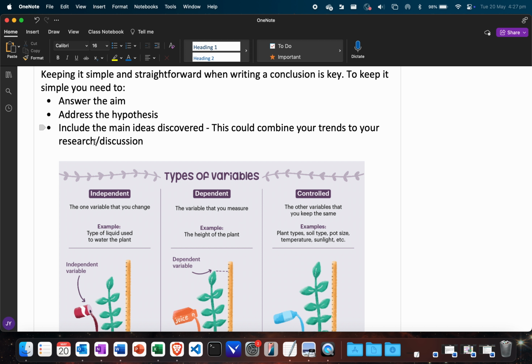Now, including the main ideas often is about your trends, right? What did you find from your data? But it could also include how you then combined those ideas that you found from your experiment with research that you did, or maybe with the discussion that you did. Okay, in the conclusion, you could also talk about an improvement that could have been made to this experiment, to let other people know how to improve this experiment in the future.